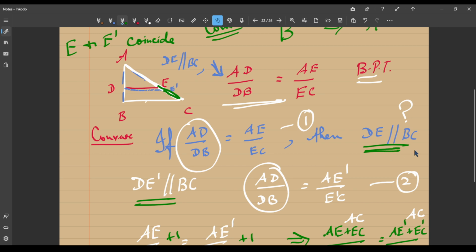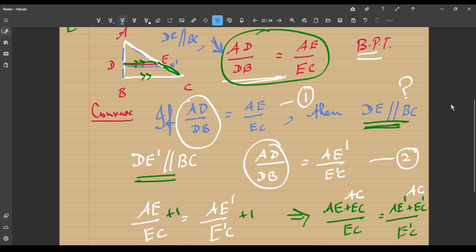And hence we have proved that if a line divides two sides of a triangle in the same ratio, then the line is parallel to the third side. And we already saw that if it was parallel, then it divides the two sides in the same ratio. So both are one and the same. So if you know that they are parallel, you can say that the ratios are same. Or if you know that the ratios are same, you can say that the line is parallel. So both are finally one and the same.